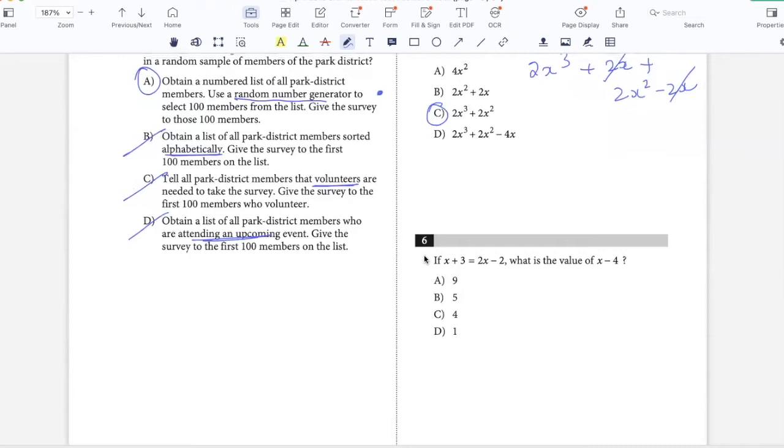If x plus 3 is 2x minus 2, what is the value of x minus 4? Okay, so x minus 2x is minus 2 minus 3. So minus x is minus 5. So x is 5. So x minus 4 is 1.